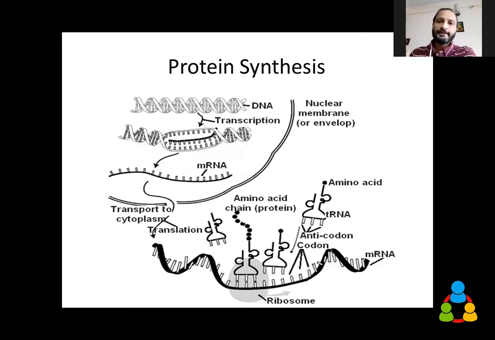This mRNA will slowly go out of the nucleus into the cytoplasm of the cell. Then a complex process occurs which involves transfer RNA and ribosomes, or ribosomal RNA, in the ribosome, to create chains of amino acids called proteins. Three consecutive nucleotides of the DNA code for one amino acid. This is the code of the DNA.